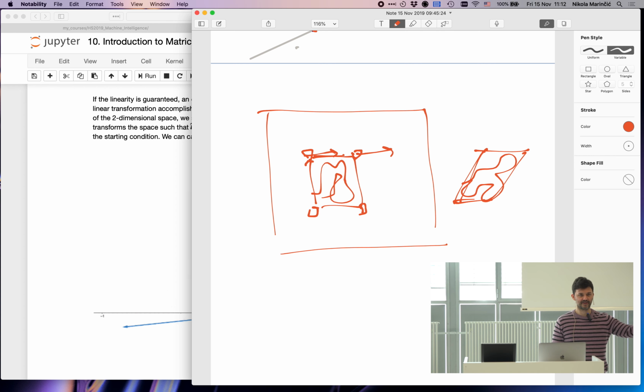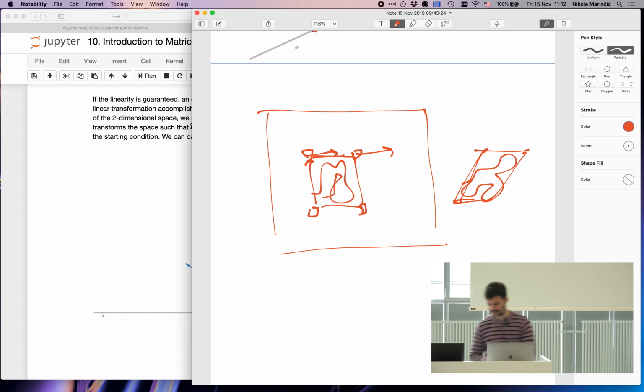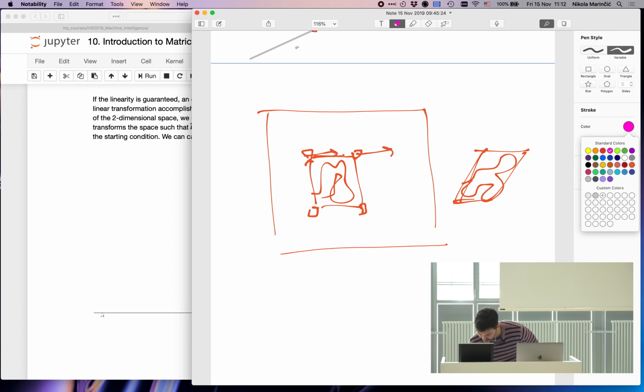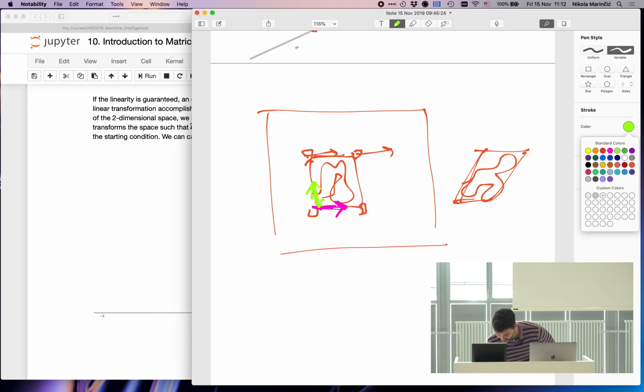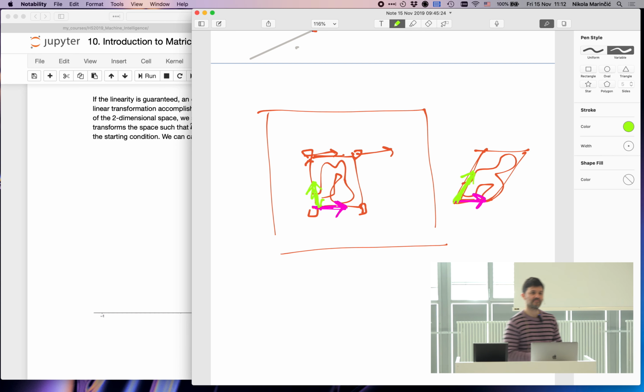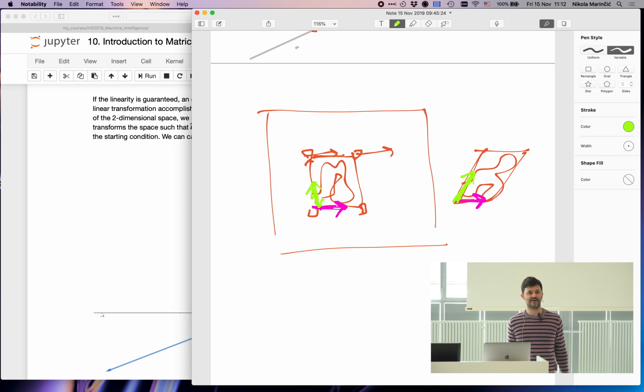You just keep track of where i and j land. In this case, i and j would be these guys. It will be this guy and this guy. You just keep track of where they end up. So this one ends up here, and this one ends up here. And only by that you can transform all the other elements in this space.